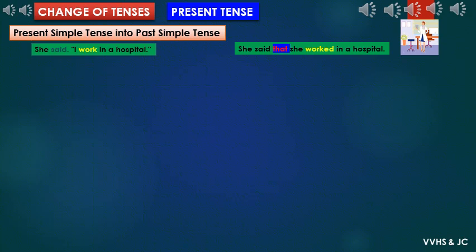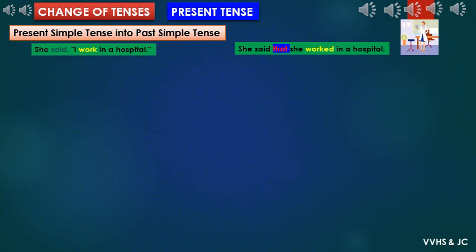Note the changes. Firstly, we connected it with the conjunction that. Then the pronoun changed from I to she, as the speaker is in third person, that is she. And then the verb changed from work to worked, from simple present to simple past.